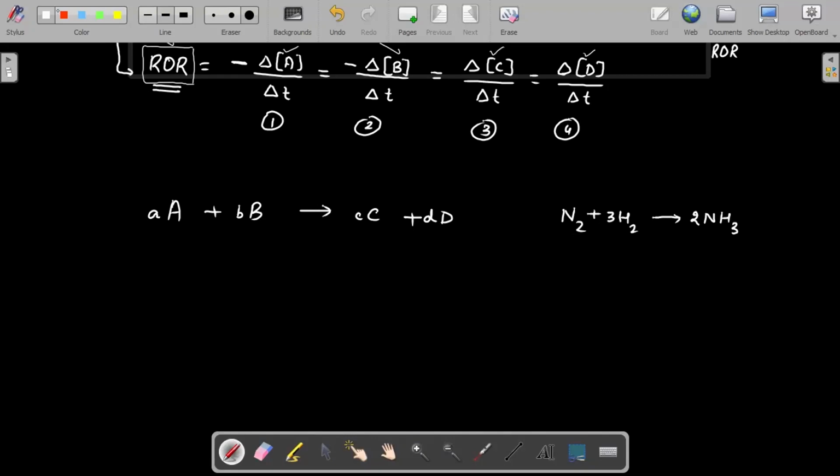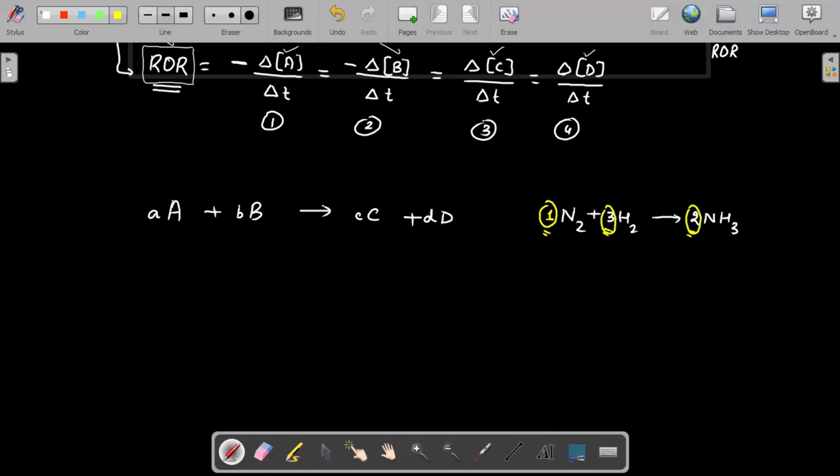So in this reaction, what we have seen is there are some stoichiometric numbers: 3, 2, and here there is a 1. So what do these stoichiometric numbers do? How do they affect the rate of reaction?